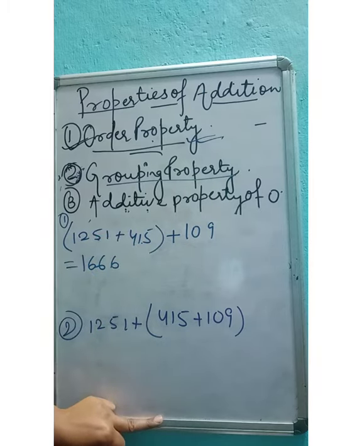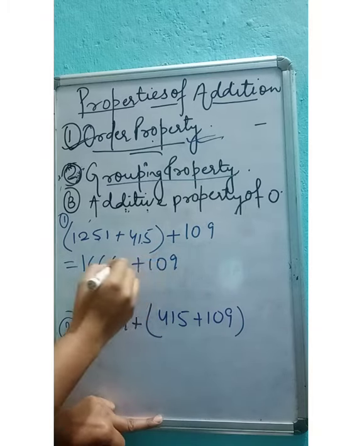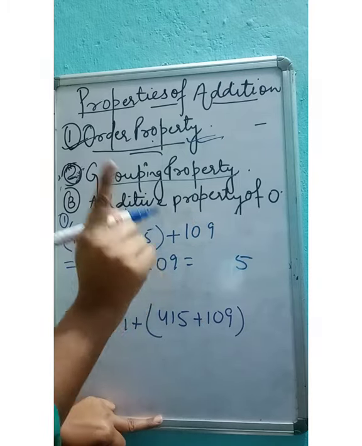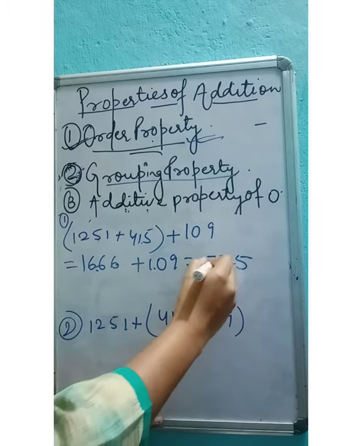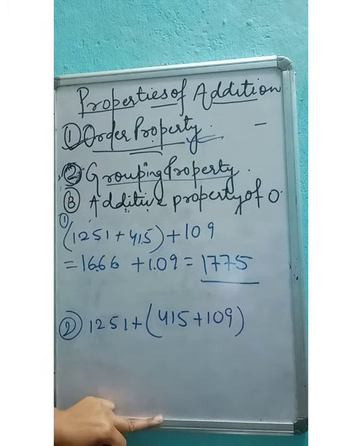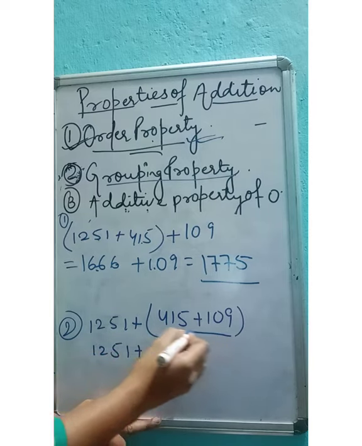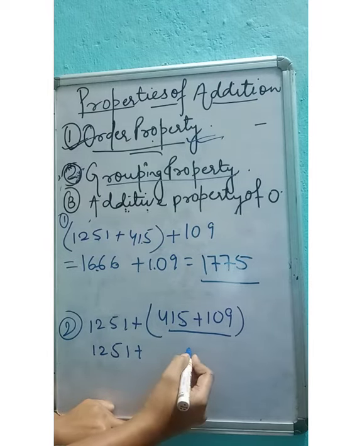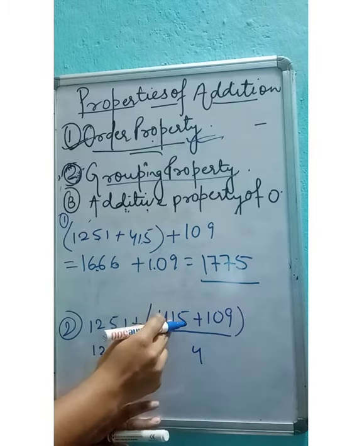Okay, now plus 109. 9 + 6 = 15. 5, 1 carry. 1 + 0 = 1. 1 + 6 = 7. 6 + 1 = 7 and 1. Okay, now have a look at this. This is not in the group. First of all, we will solve this, which is in the bracket. Now 5, 9, 14, 1 carry. 1 + 0 = 1. 1 + 1 = 2.